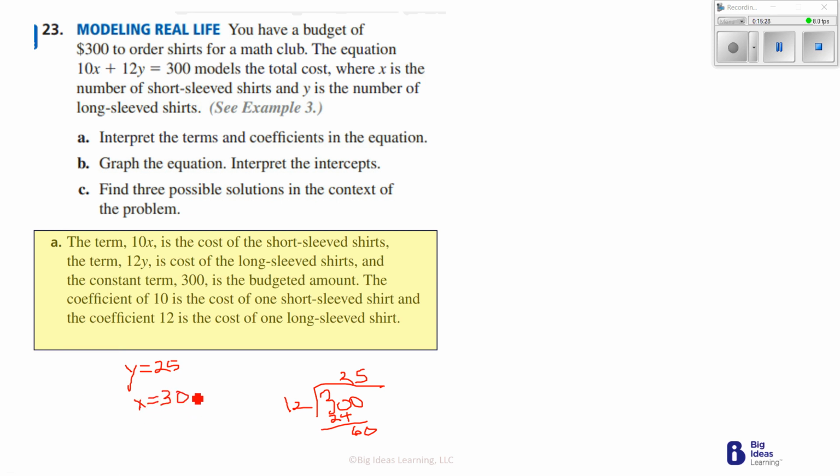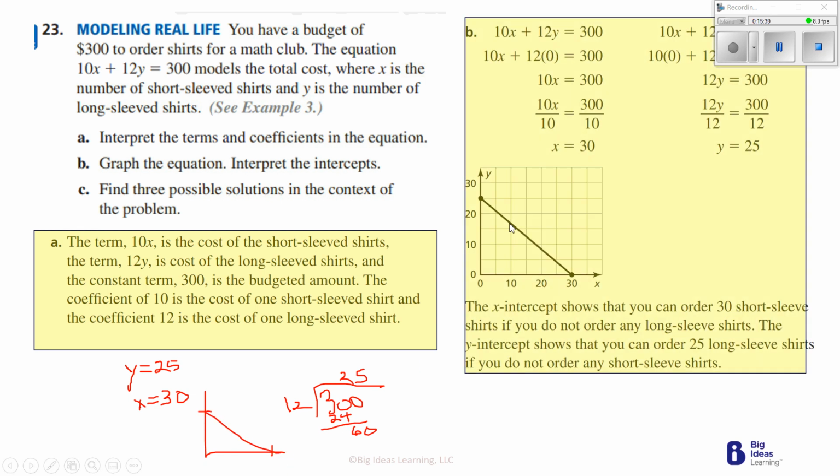So that means we can make a graph, right, that goes from x at 30 and y at 25, right? So at x at 30 and y at 25, we're going to have a line, something like that. There we go.